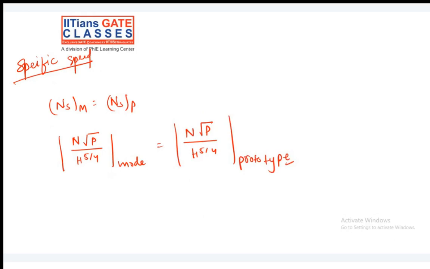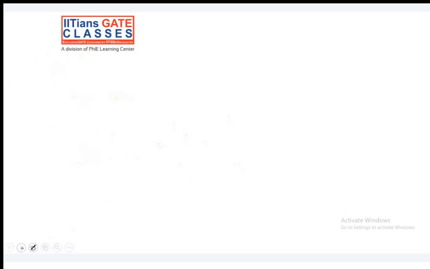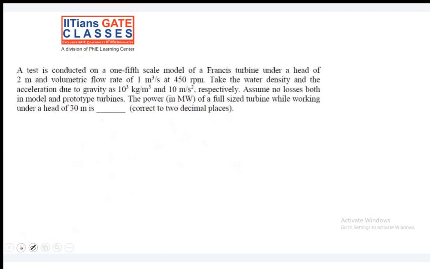So this is all about turbines. So questions will mostly fall into these areas. Let us solve a few questions based on this model and prototype analysis. Let me see where that question is placed. Read this question. This appeared in one of the GATE exams. Let us read this question and try to solve it.